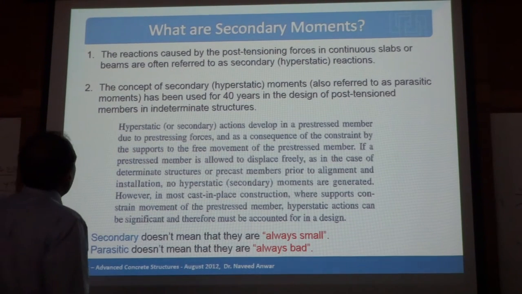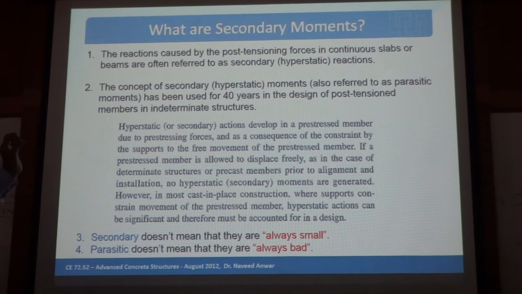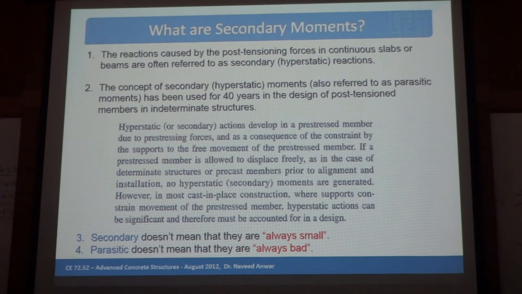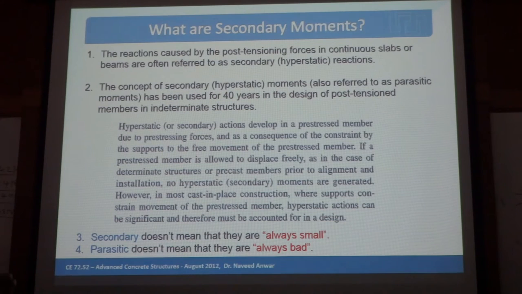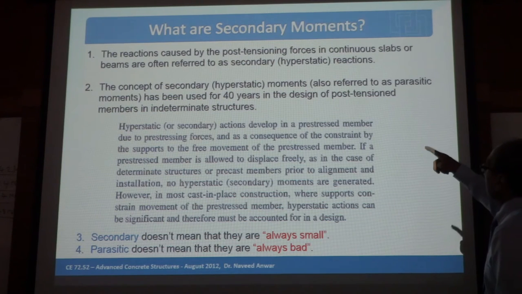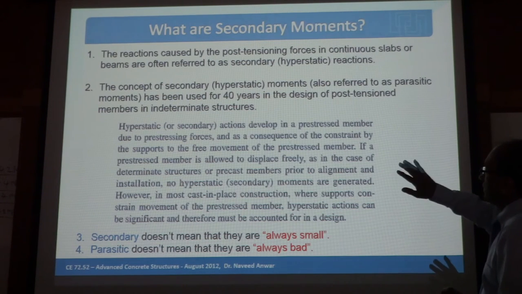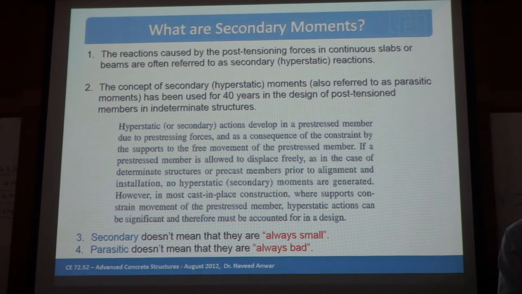So the reactions caused by post-tensioning forces in continuous slabs or beams are often referred to as secondary or hyperstatic reactions. Right? Hyperstatic. The concept of secondary hyperstatic moments, also referred to as parasitic moments, has been used for 40 years in design. Okay, so what is this?